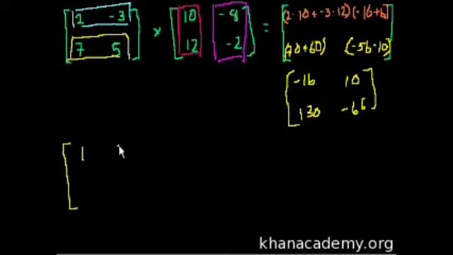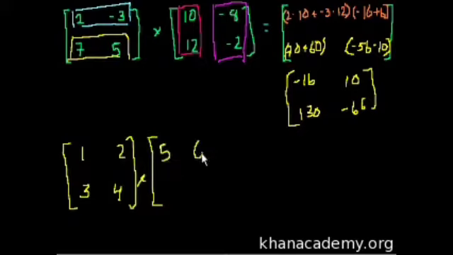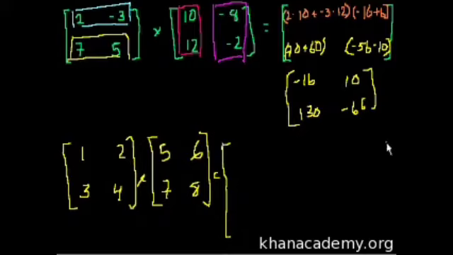I don't know, 1, 2, 3, 4 times the matrix. I don't know, 5, 6, 7, 8. And then now we have much more space to work with, so this should come out neater. Okay, but I'm going to do the same thing.